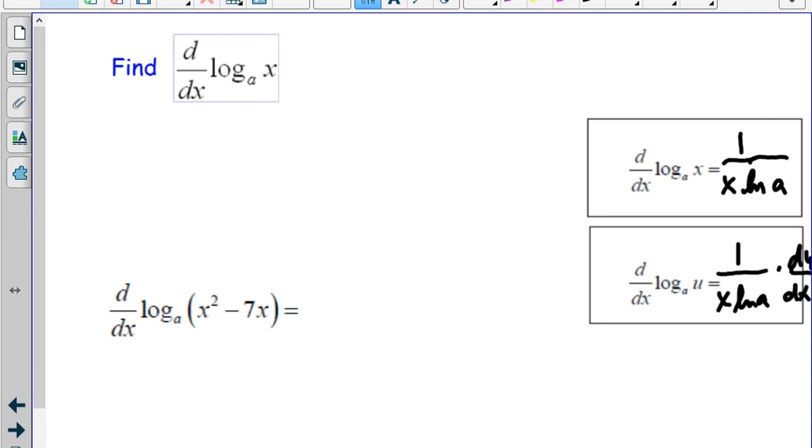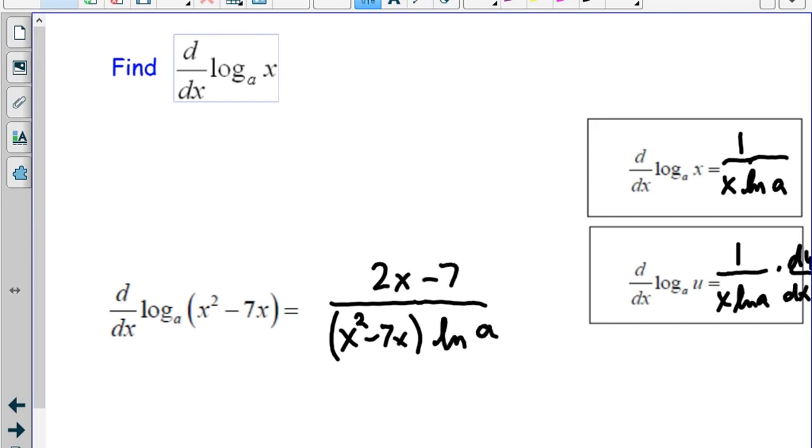So log base a of x squared minus 7x becomes 1 over x squared minus 7x times the derivative of the inside. So I guess we don't really need to put the 1 up there. So we have 2x minus 7. And then, so that's the chain rule component. And then we have this natural log of a that has to be in the denominator.